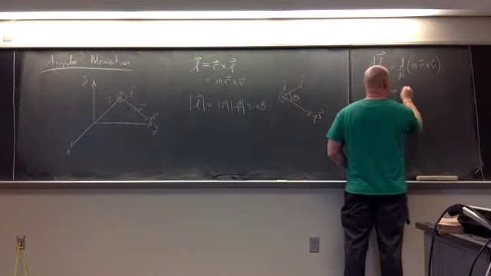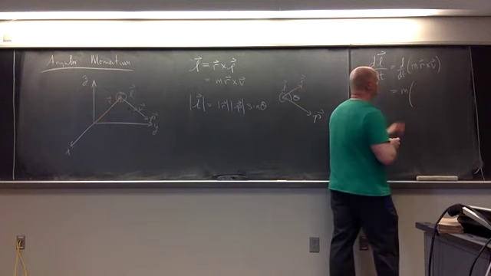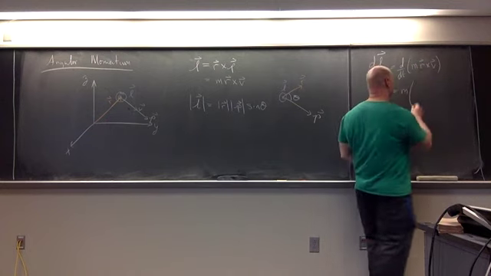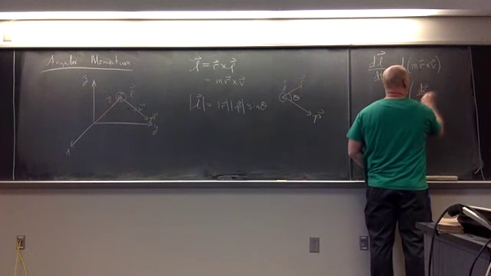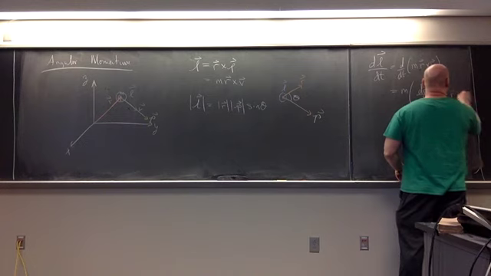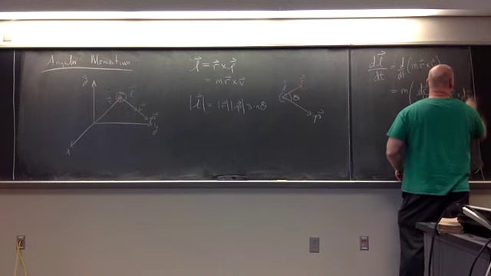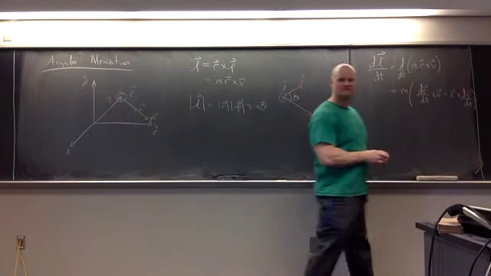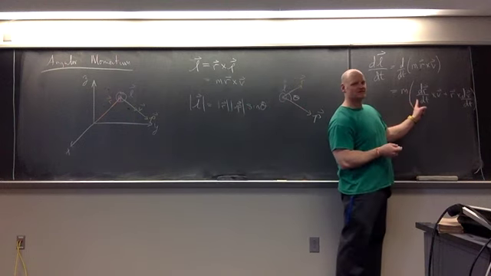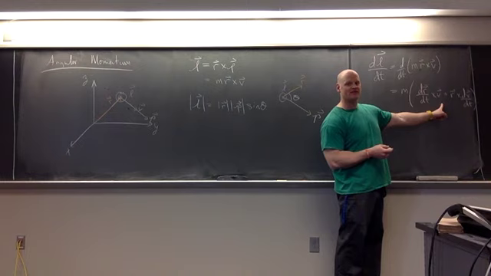So this is going to be the same thing as the mass times, now this is a product of two functions, because this depends on time and this also depends on time. So this is going to be dr/dt cross v plus r crossed by dv/dt. But dr/dt by definition is the velocity, so this is the velocity crossed by the velocity.